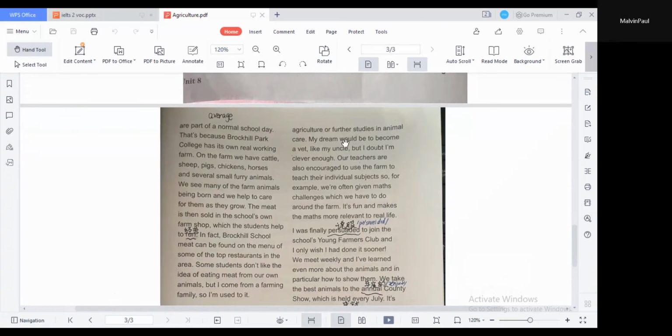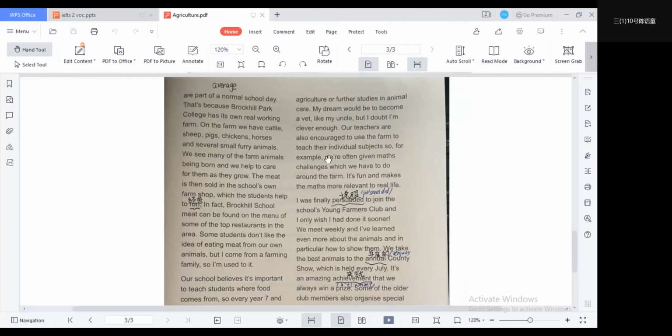My dream would be to become a vet like my uncle, but I doubt I'm clever enough. Our teachers are also encouraged to use the farm to teach their individual subjects. For example, they are often given math challenges which we have to do around the farm. It's fun and makes the math more relevant to real life.